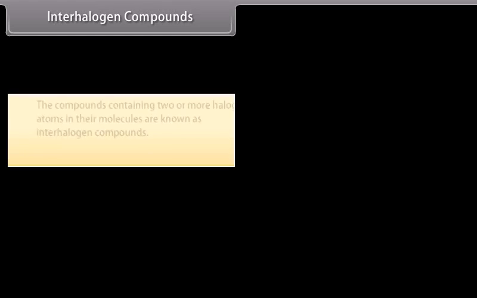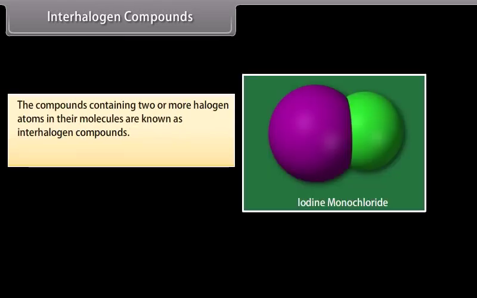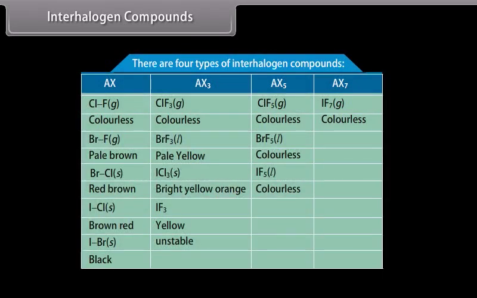Interhalogen compounds. The compounds containing 2 or more halogen atoms in their molecules are known as interhalogen compounds. Their general formula is AXn, where A is the less electronegative halogen, X is the more electronegative halogen, and n is its number. The oxidation state of halogen A may be +1, +3, +5, and +7. Therefore, there are 4 types of interhalogen compounds: AX, AX3, AX5, and AX7.